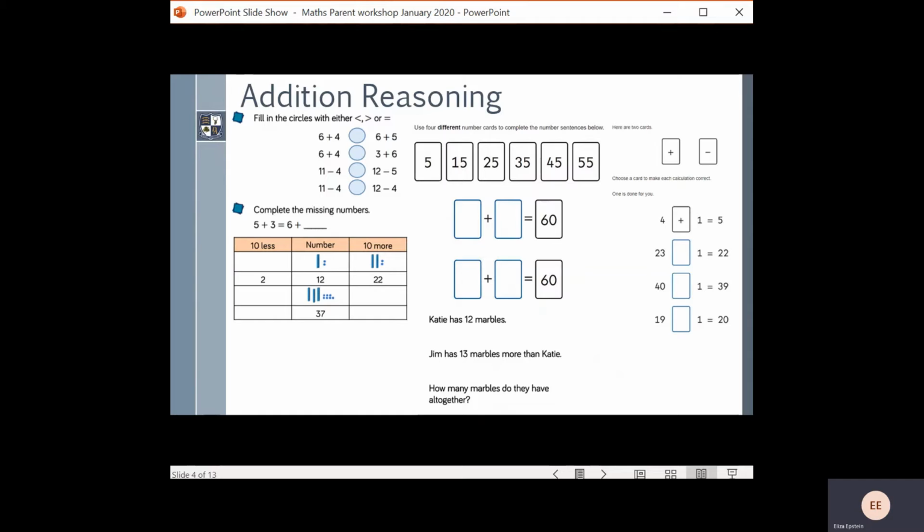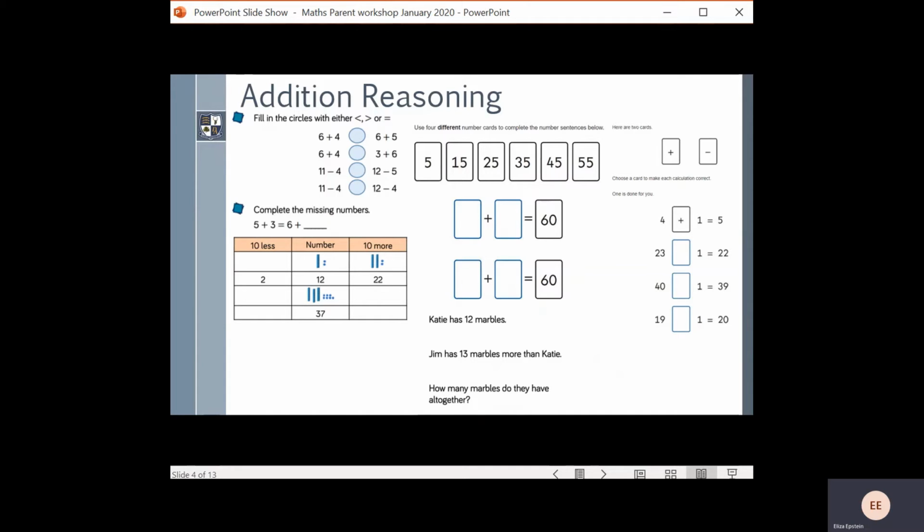Once they can do that, they use that knowledge and understanding for reasoning questions. Some examples are here. For example, there's 2 number sentences or 2 calculations. They have to solve both and work out which is more valuable, so greater than, less than or equal to, using those signs. They're used to using those in school. Then completing a missing number sentence. So it's 5 add 3, which obviously on that side equals 8, equals 6 add what? What goes with 6 that makes the same as 5 add 3?